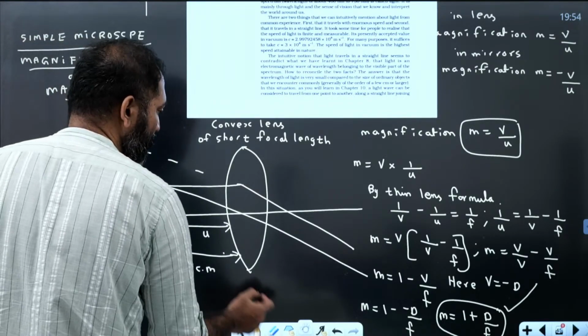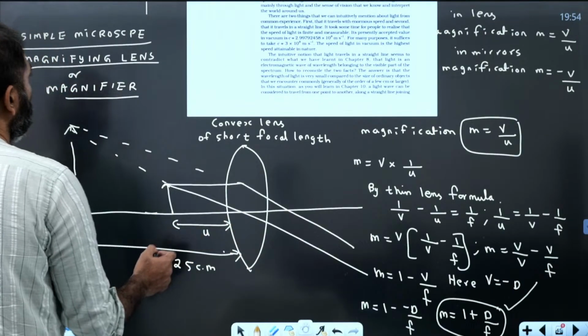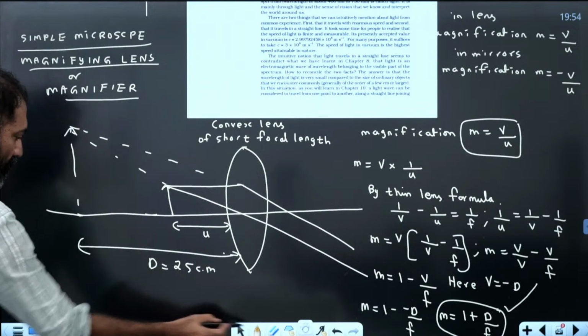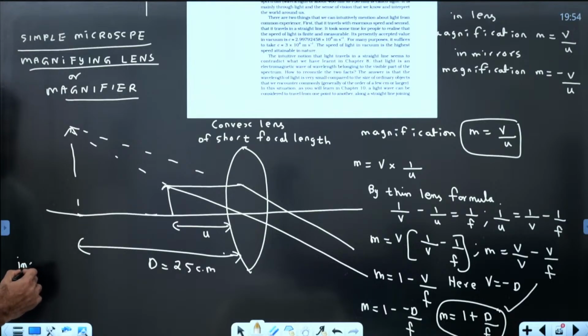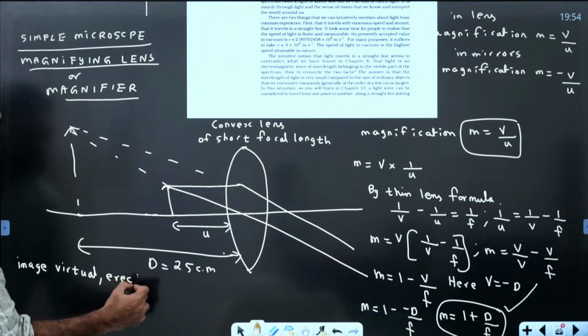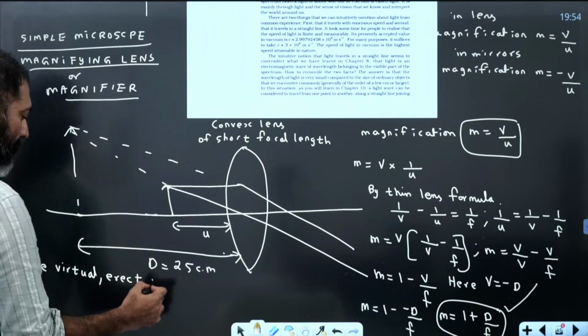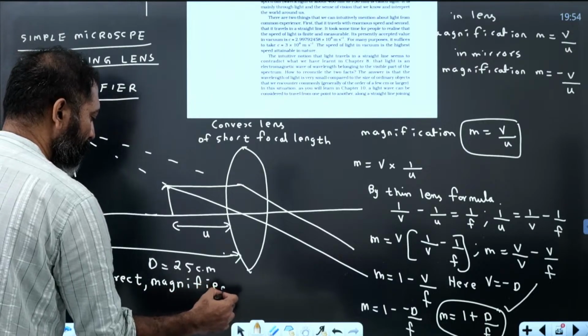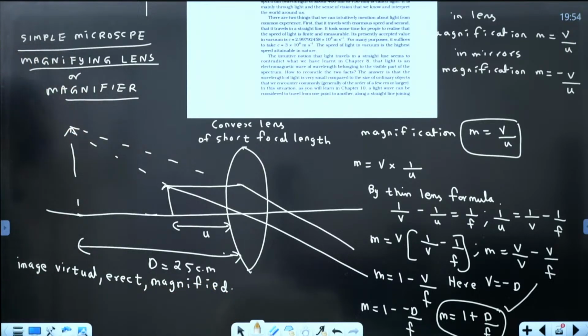What image did we get? Image is what? Virtual, erect (erect means standing upright), magnified. Image is what? Virtual, erect, magnified image.